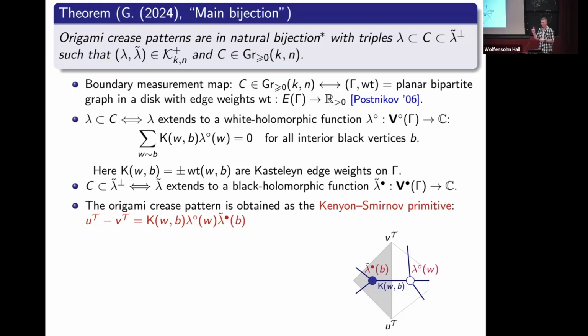All right. I mean, the answer is just because of this equation here. If you go around the black vertex, then the value of the black holomorphic function is fixed. And so you sum up these expressions here, which by definition are 0. So the sum of differences is 0, and similarly, if you go around any white vertex, the sum of differences is 0 because lambda tilde is a black holomorphic function. Okay, is this clear?